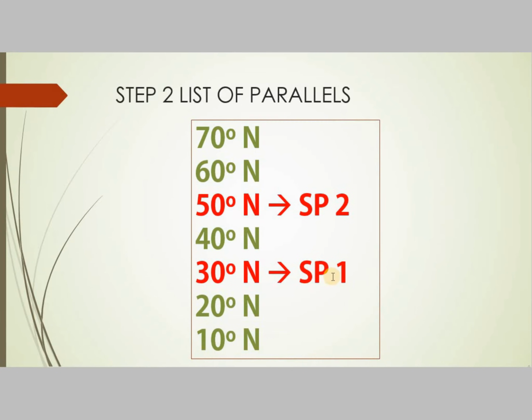So it's not necessary to name the bottom one as SP1. You can either call this as SP1 or this as SP2. It doesn't make much difference. But since I'm taking the reference from the equator, that's why I have given the value which comes first as SP1 and the value which comes later as SP2, standard parallel 2.